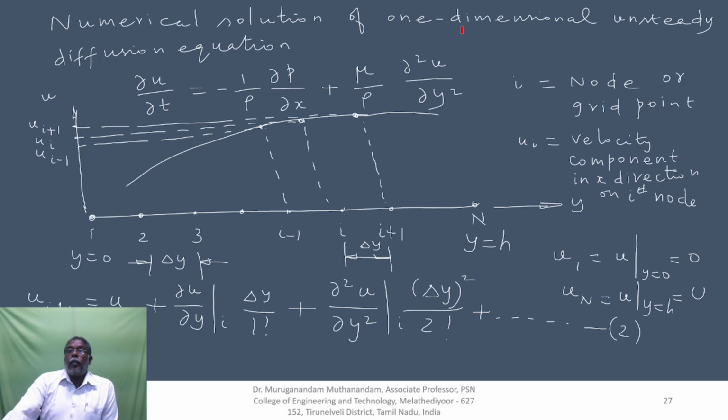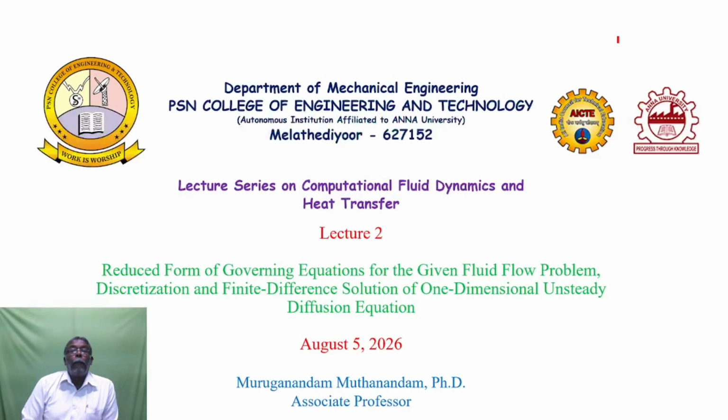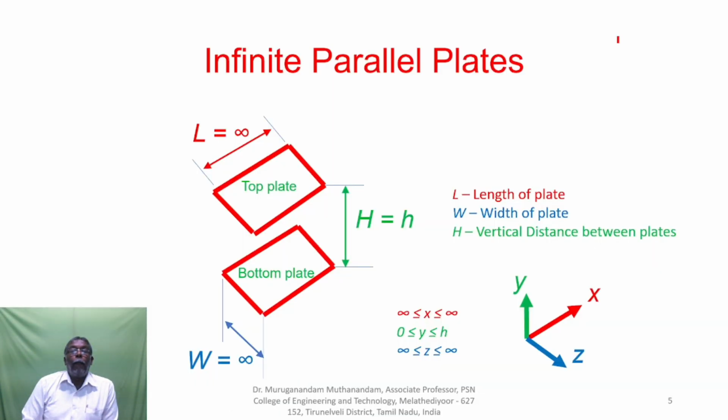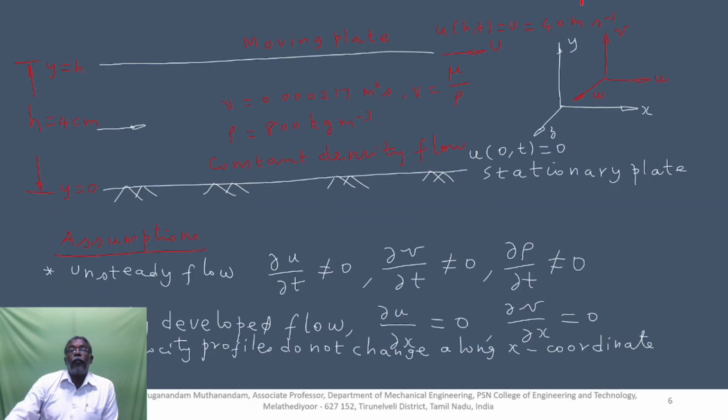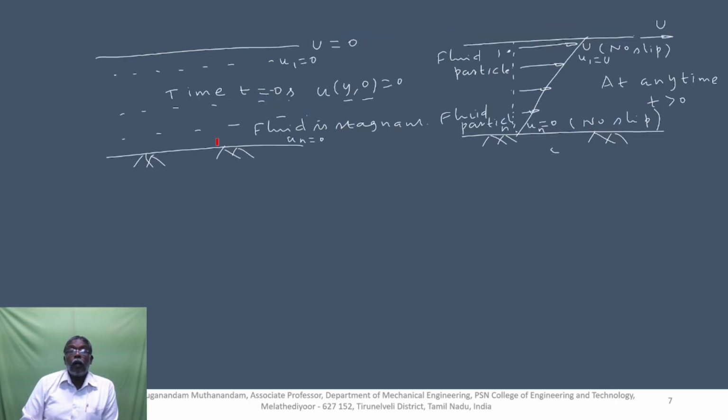Why is it called a one-dimensional problem? In this problem, the top plate is moving, the bottom plate is stationary. u is a function of only y. Velocity varies only along the y direction. Hence, it is called a one-dimensional problem. Variation of the flow quantities takes place only in one direction.